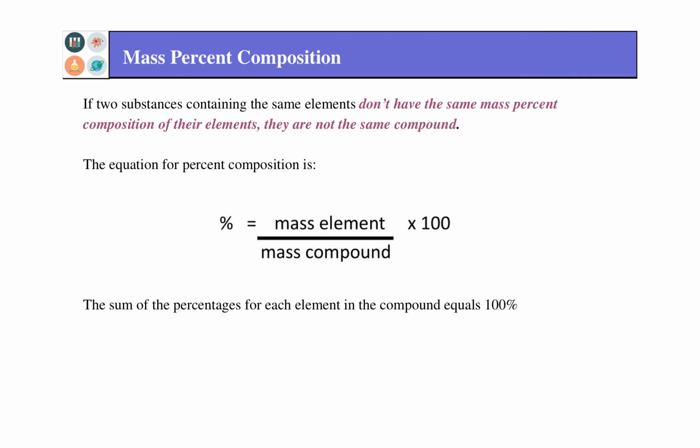Calculating mass percent is no more difficult than calculating any other percentage. We take the mass of the element in question, and then we just divide it by the mass of the compound, and then times it by 100 to make it a percent, a per 100. Just like any other percent, you take the part, you divide it by the whole, and you multiply it by 100.